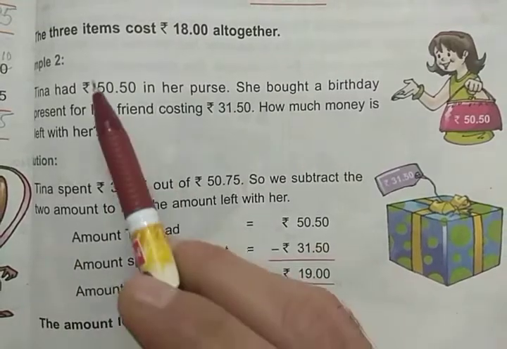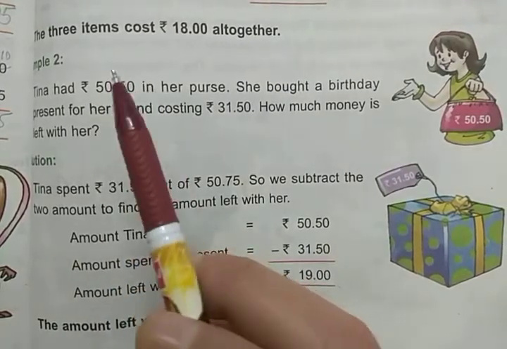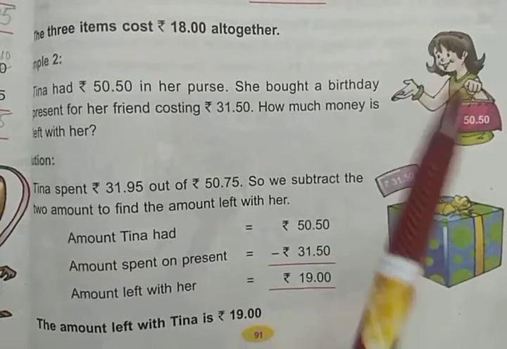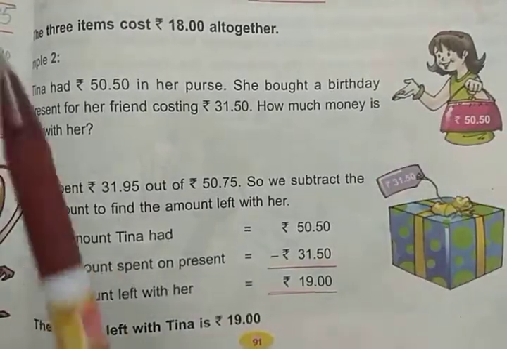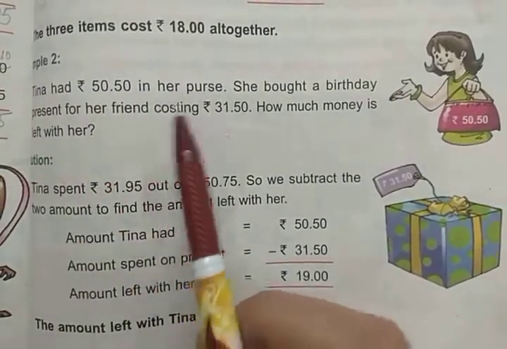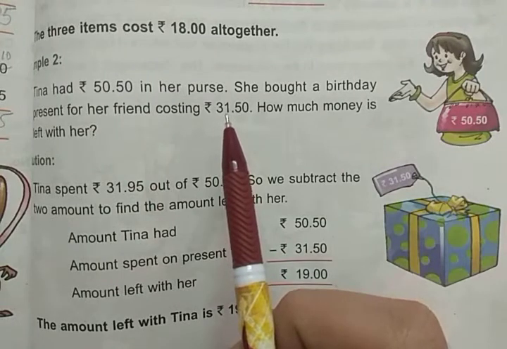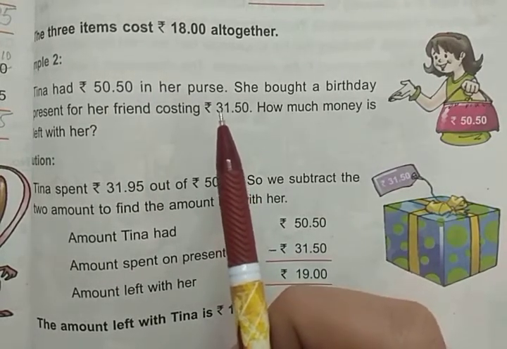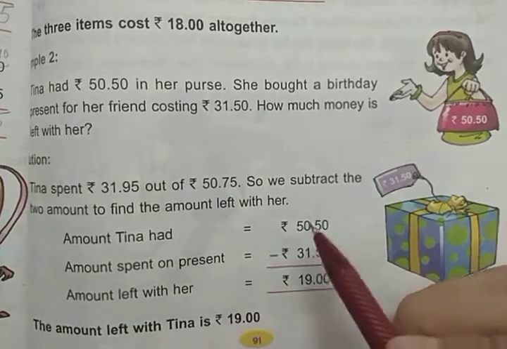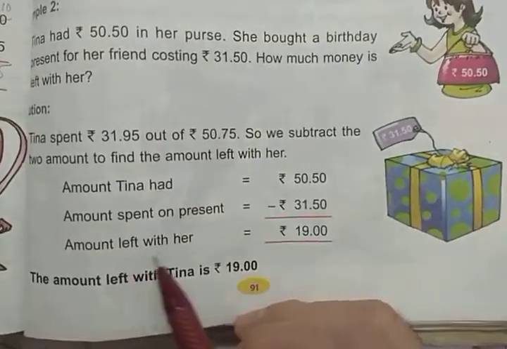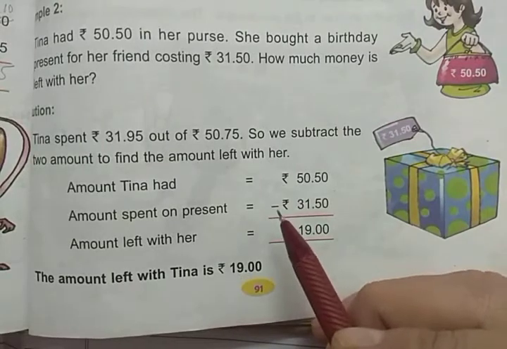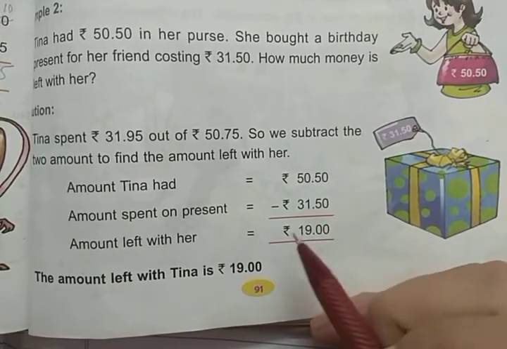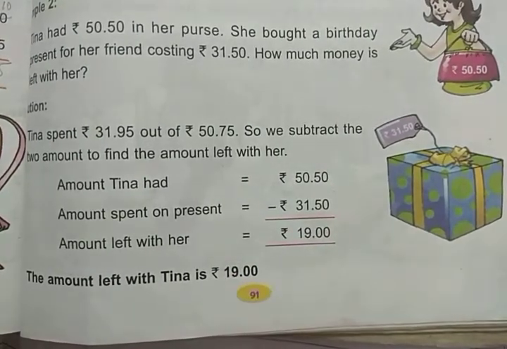So what is given? The amount which Tina had, that is given, and cost of present is given, or you can say amount spent on present is given. So we have to find out the amount left with her. So what we have to do, we have to subtract. After subtraction, we will get the answer.